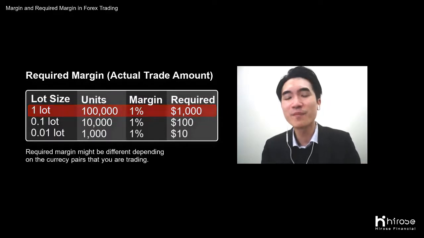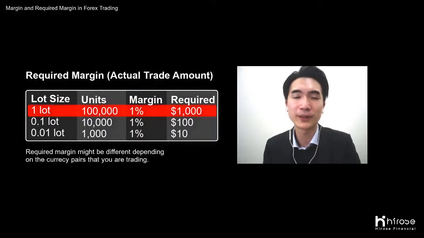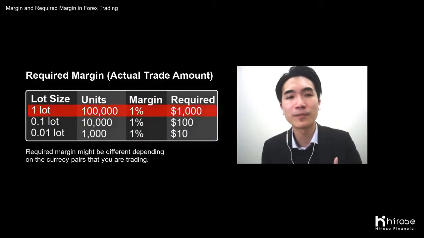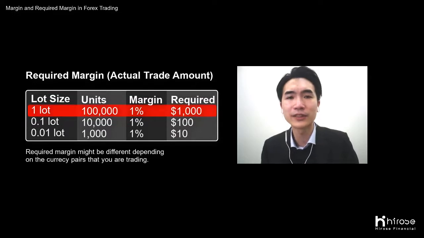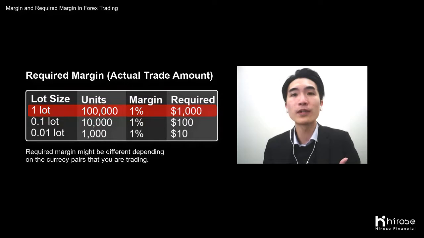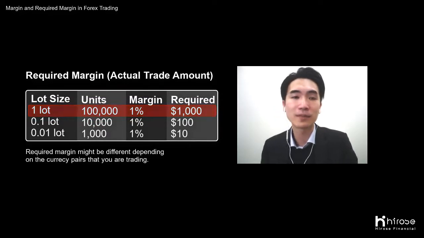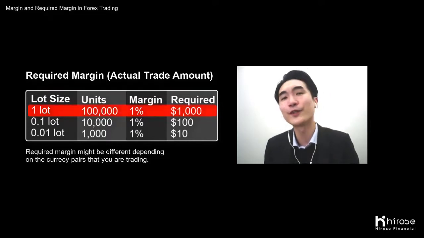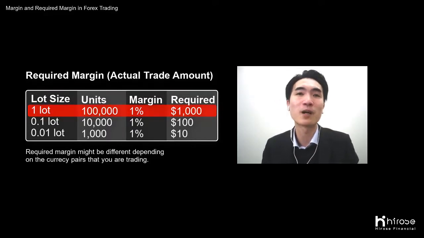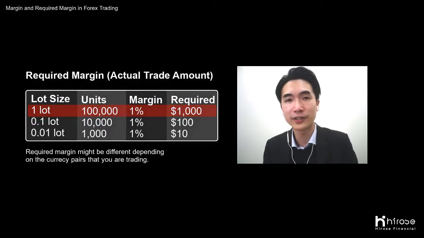It might be a bit difficult for you at the beginning, but once you get used to it, I'm pretty sure it's easy. The MetaTrader 4 platform calculates all these things by itself, so you don't need to do anything. For the other types of currency pairs, I will talk more in the next video, so make sure to follow the next video to find out more about margin and the actual trade amount required in the Forex market.